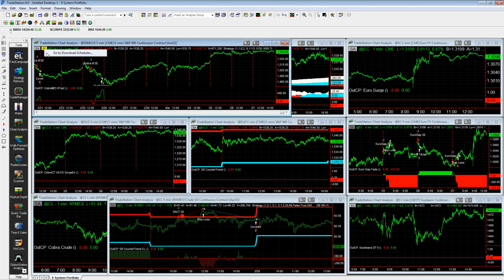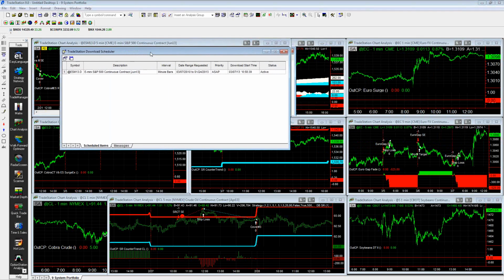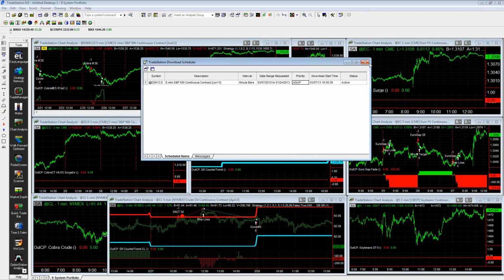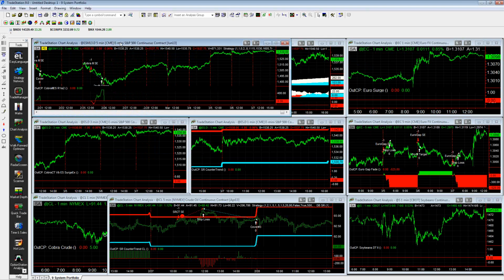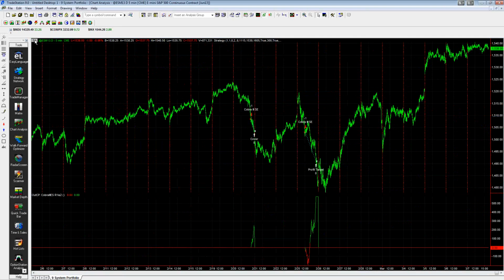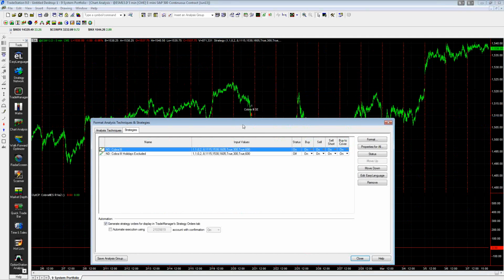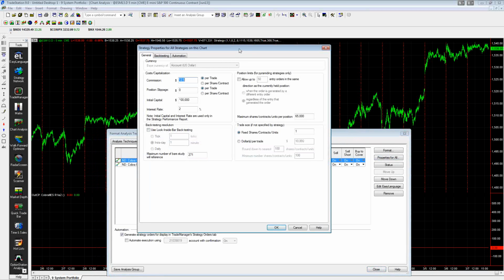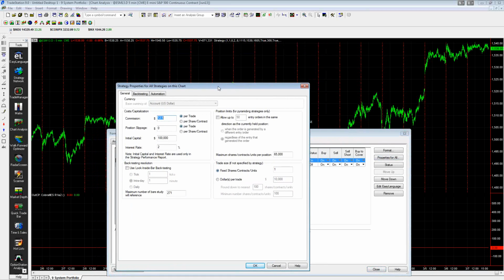And so you can go to your download scheduler, and you want that to say ASAP. I do it ASAP, and then you'll let that load. And then how do you set up automation? You can go Format Strategy, and then you want to click on Properties for All. When you look at the Properties for All, you see I put in $25 commission. That's just to say $25 round turn slippage and commission. I just make it simple. I put $12.50 right there. It takes out $25 per round turn. And then you click on this Automation tab.